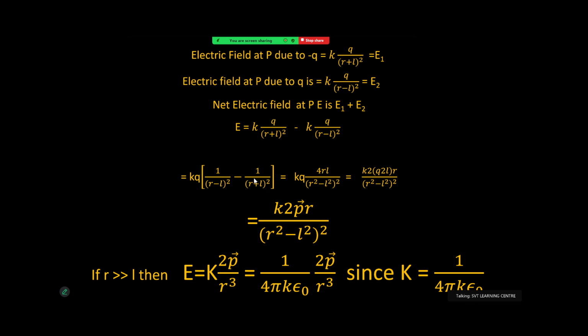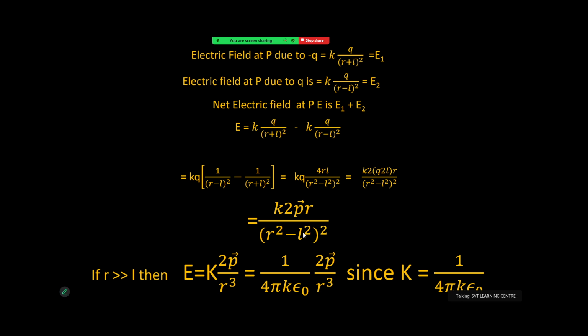We have taken the LCM, and remember that r plus L the whole square minus r minus L the whole square will be 4rL. Now this 4rL is split as 2 into q2L into r. Now remember q2L is p, so it will become k, which is 1 by 4 pi epsilon naught, 2p, which is the electrical dipole moment, and r divided by r square minus L square the whole square.